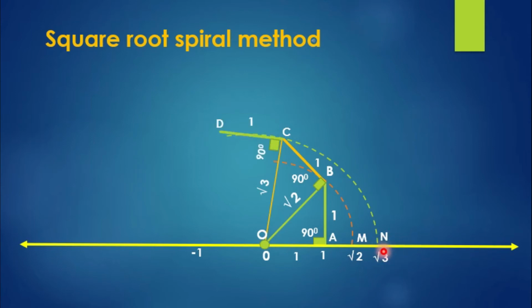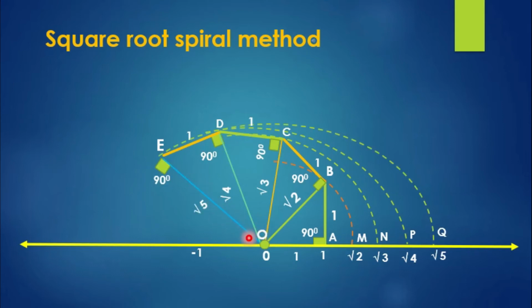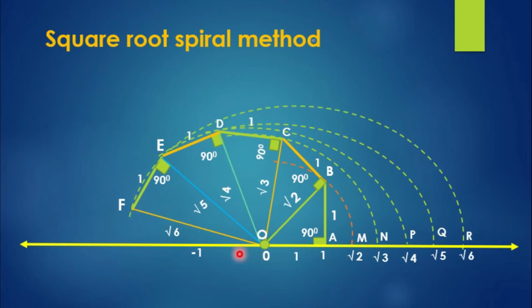Step 4. Draw CD of unit length perpendicular to OC. Join OD, that is square root of 4. Step 5. Draw DE of unit length perpendicular to OD. Join OE, that is square root of 5. Step 6. Draw EF of unit length perpendicular to OE. Join OF, that is square root of 6. Step 7. Draw FG of unit length perpendicular to OF. Join OG, that is square root of 7.